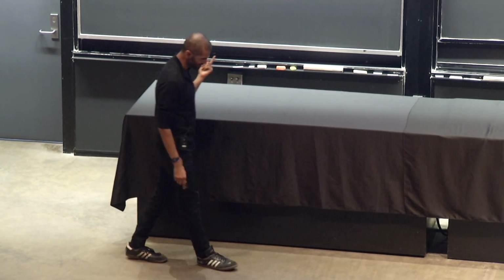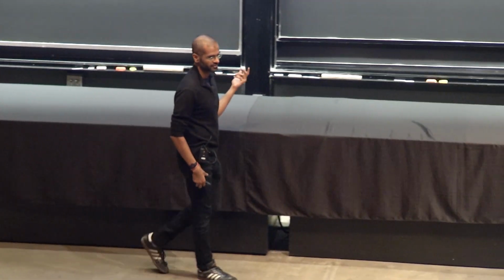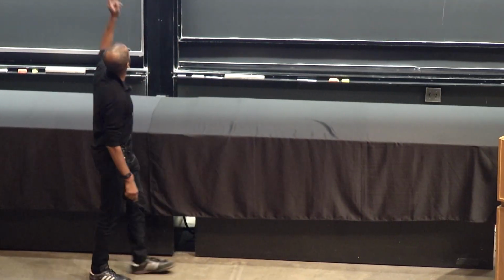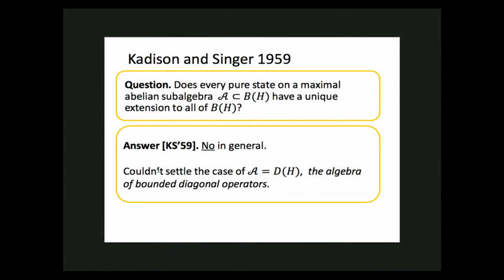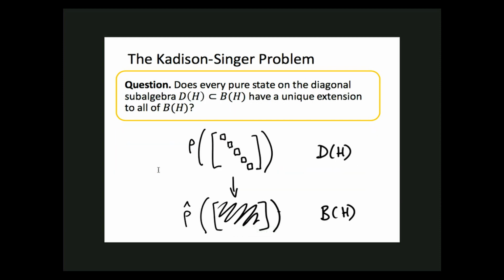But then there's one very natural case that they couldn't settle, which is the case when A is the subalgebra of diagonal operators on this Hilbert space. That's just the algebra of bounded diagonal matrices. And this is the Kadison-Singer problem. If you have a pure state on this algebra of diagonal matrices, does it have a unique extension to all bounded matrices? This was the question they asked in the paper.